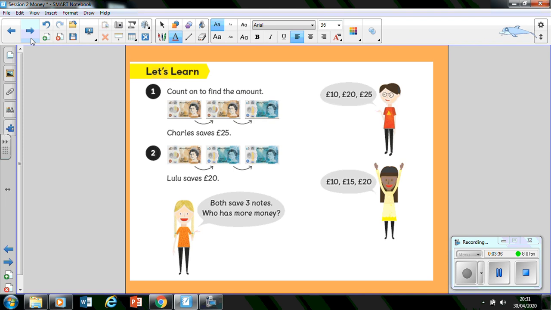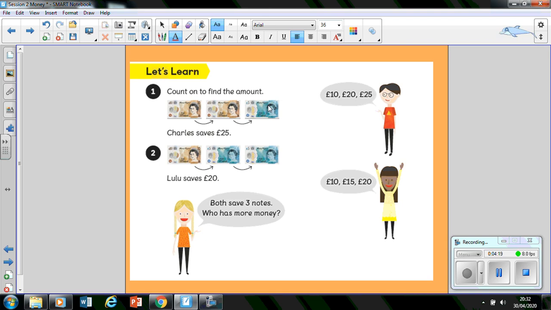Now, in our Let's Learn, we're going to learn how we're going to count up our notes, okay? So count on with me for Charles's amount, how much he's saved. What I'm going to do, this makes it easier for me, and I'm hoping that it'll be the same for you, is group up the notes which are the same, okay, which have the same value. So I'm going to group my 10s together and I'm going to group my 5s together. Okay, so I'm going to start with the notes which have the biggest value.